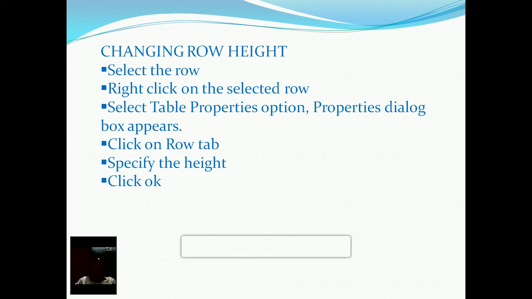After selecting the row, just right click over the particular row, then select the table properties option from the context menu, then the properties dialog box appears, and since we are going to change the row height, we click on the row tab. Then after that, we specify the height for the row. There is a spinning button, that means we can increase or decrease the row height by using it. And after that, click OK.